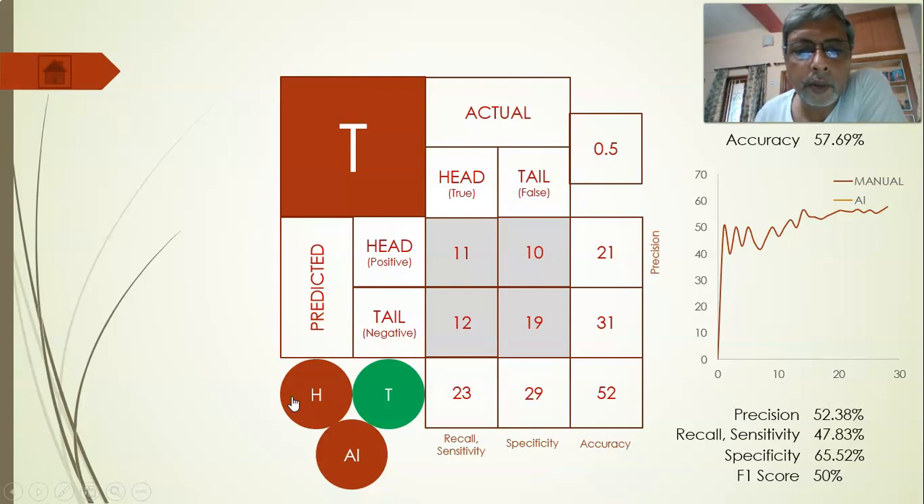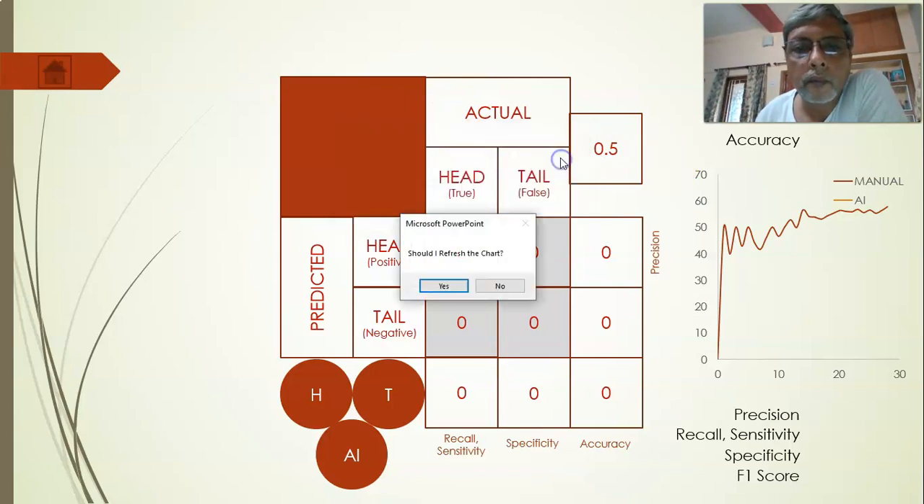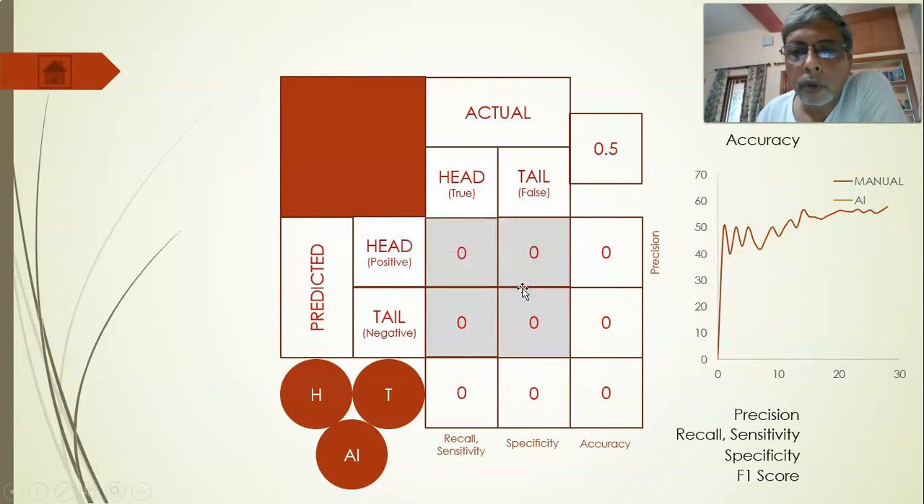Now I'll go for my artificial button. I'll be making another 50 tosses. So let me refresh the numbers. Set the probability as 0.5, and I won't refresh the manual chart, so I'll give no. So the manual chart remains. Let me see how my AI button works. So I'll be tossing. Now my AI button has predicted head. It's a match, so one comes here.